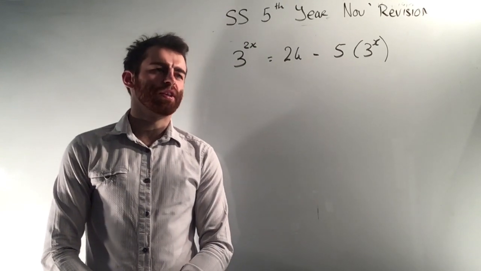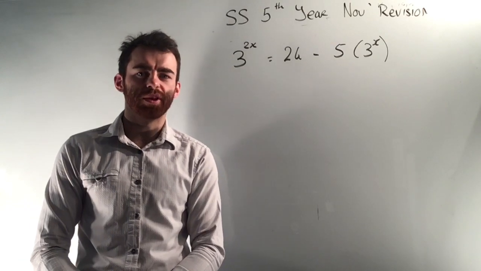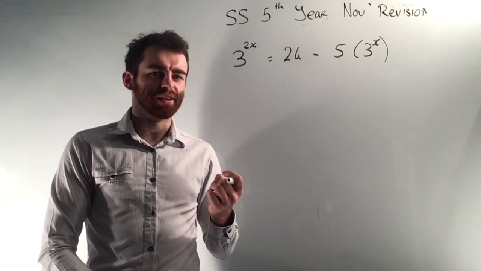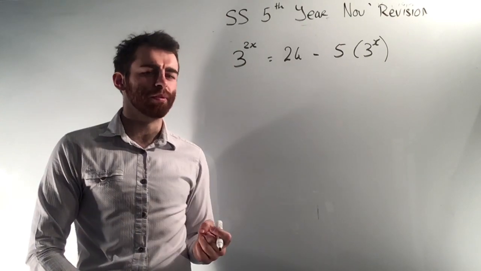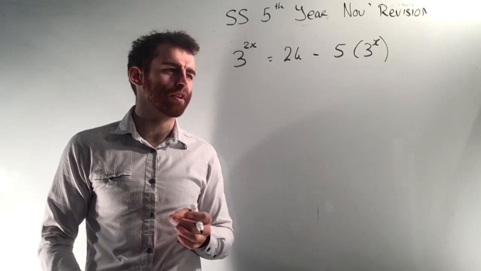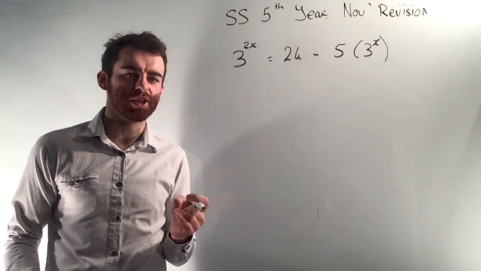Okay, so the first question I gave you here was 3 to the power of 2x equals 24 minus 5 times 3 to the power of x. Now you should recognize that this is a quadratic equation. We did a number of these when we were doing our logs chapter, and there's nothing on the course that looks similar to this. So you should recognize from your first line that I've clearly got a quadratic equation here.